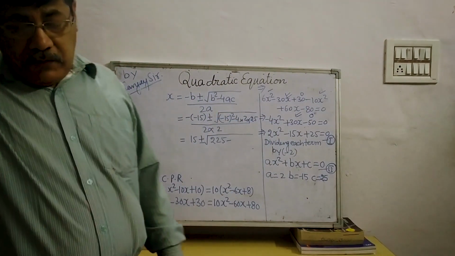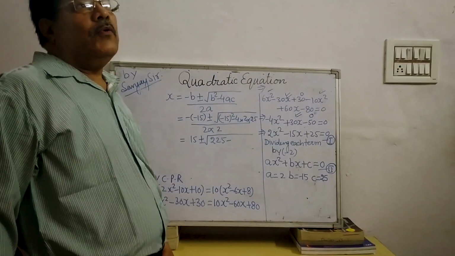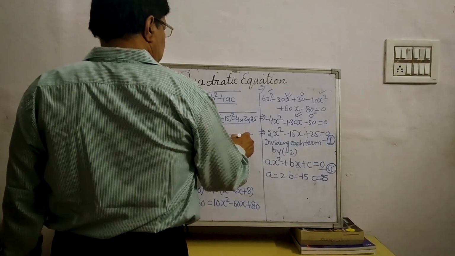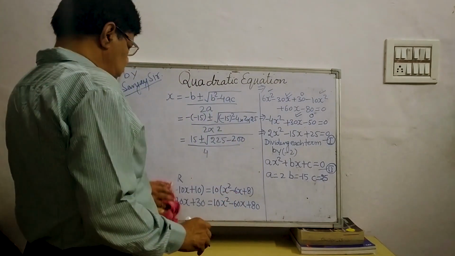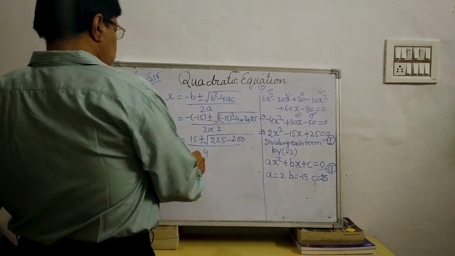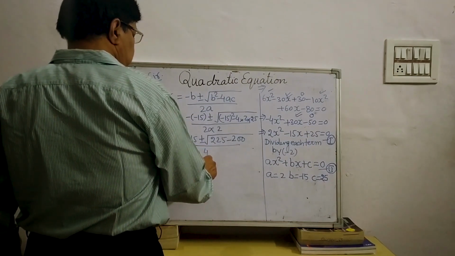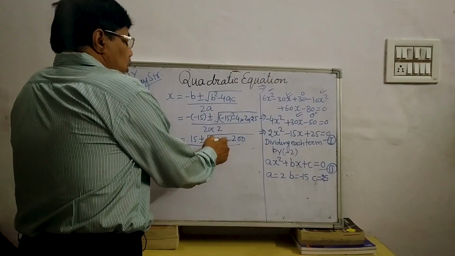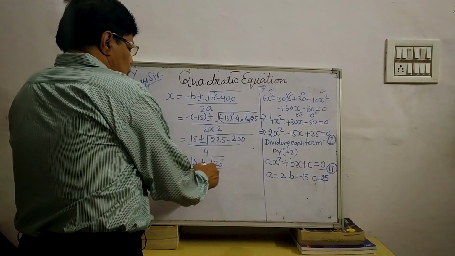4 into 2 is 8, and 8 and 25 multiply. So what will come? 25 into 8 is 200. Clear? Now solve it further. You will get 15 plus minus under root. Okay, so what is 225 minus 200? This will be 25 upon 4.